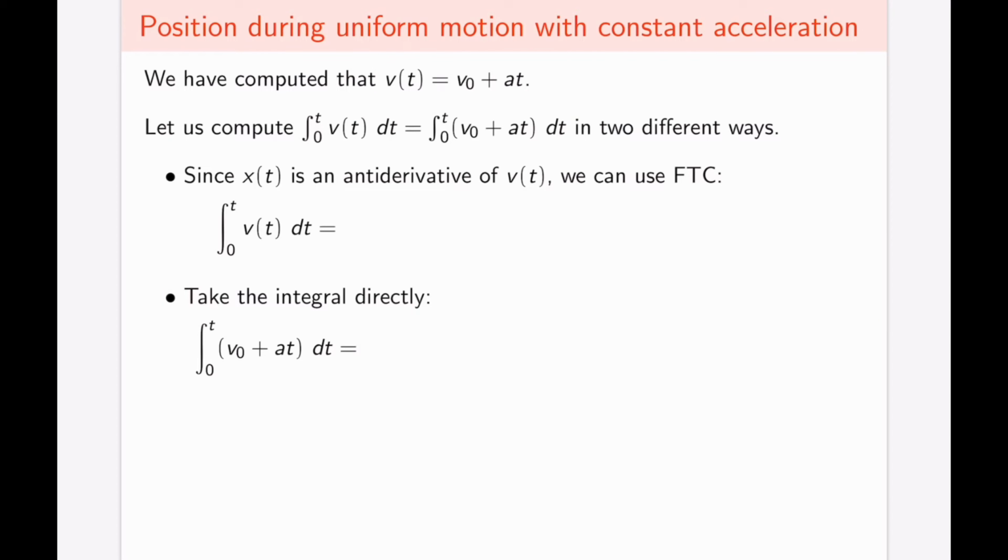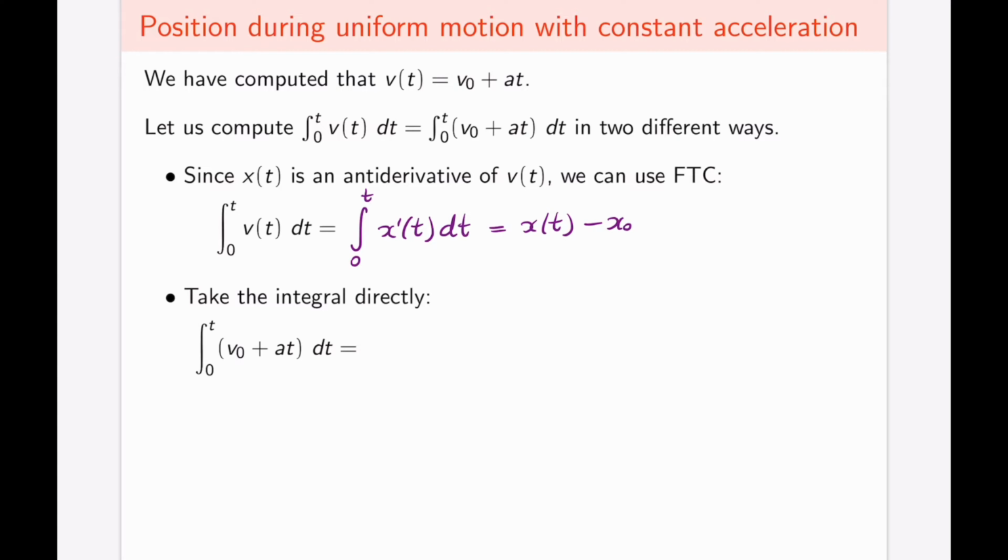So first of all, we note that the position function is an antiderivative of the velocity. So once again, I can replace velocity with the derivative of the position, and I can then note that the integral and the derivative cancel each other out. I can plug in endpoints, and I will end up with x of t minus x naught. I'm calling it x naught right away.